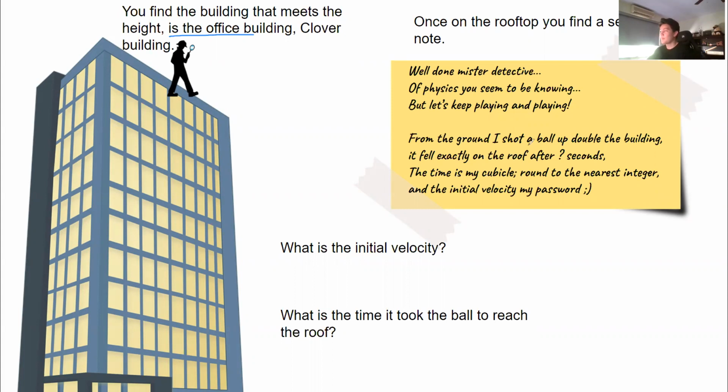From the ground, I shot up a ball, double the height of the building. It fell exactly on the roof after we don't know how many seconds. The time is my cubicle, round to the nearest integer, and the initial velocity is my password. Now we have to imagine that he shot up a ball from all the way down here with some kind of cannon. And remember that it's double the height of the building, and then it fell down onto the roof of the building.